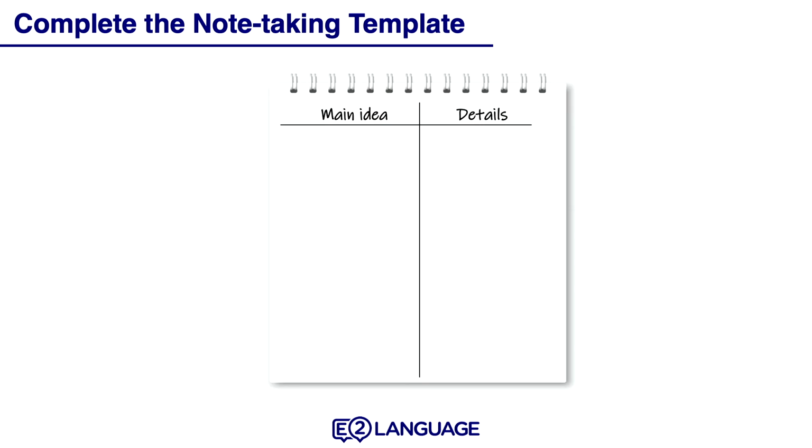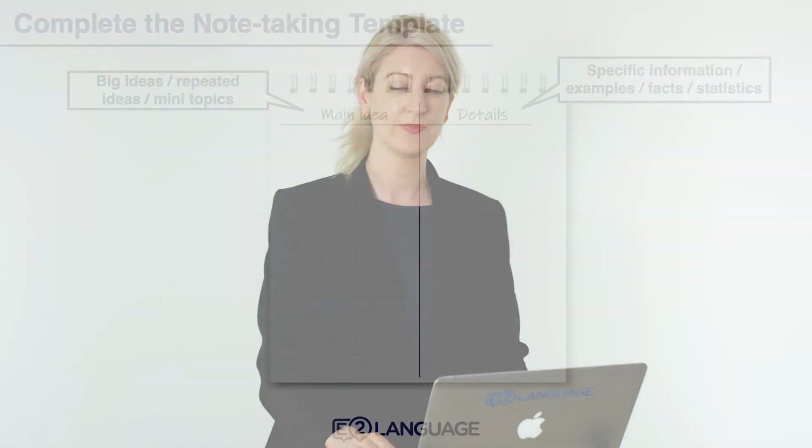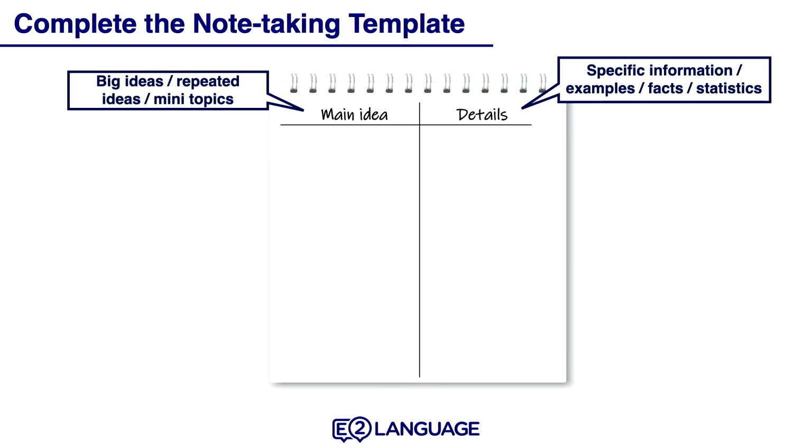So how do you know what's a main idea and what's a detail? You're listening here for big ideas, repeated ideas, mini topics. Think of it in the same way as we looked at the reading, where we saw words repeated a lot. We also heard that introductory statement, which gave us the main idea of each paragraph. The listening works in a similar way. And when it comes to details, you're listening for specific information like examples and facts and statistics.